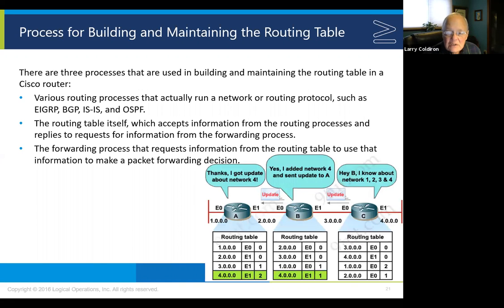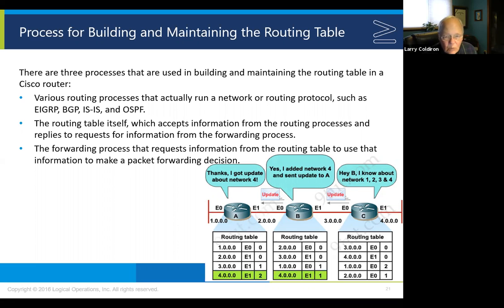There are three processes used in building and maintaining a route table in a Cisco router. The various processes run on the network protocols such as EIGRP, the Cisco proprietary Enhanced Interior Gateway Routing Protocol. BGP is Border Gateway Protocol. BGP is the only exterior protocol, meaning it runs outside of our organization, outside of our autonomous system. It is the protocol used on the internet to keep the internet route tables up to date.